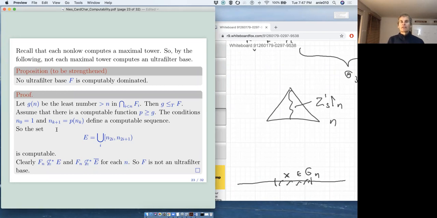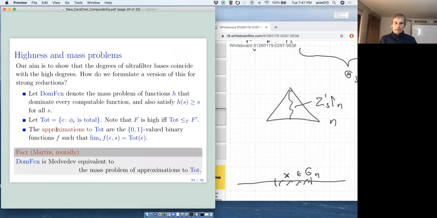That already shows that not each maximal tower computes an ultrafilter base. Because remember, any non-low set computes a maximal tower. And now I just take a non-low hyperimmune-free set, which exists. And that will not compute an ultrafilter base. So in the case of ultrafilter bases, I can actually classify the complexity precisely. It is just highness. And for a uniform version, I want to show Medvedev equivalence with the class of dominating functions.